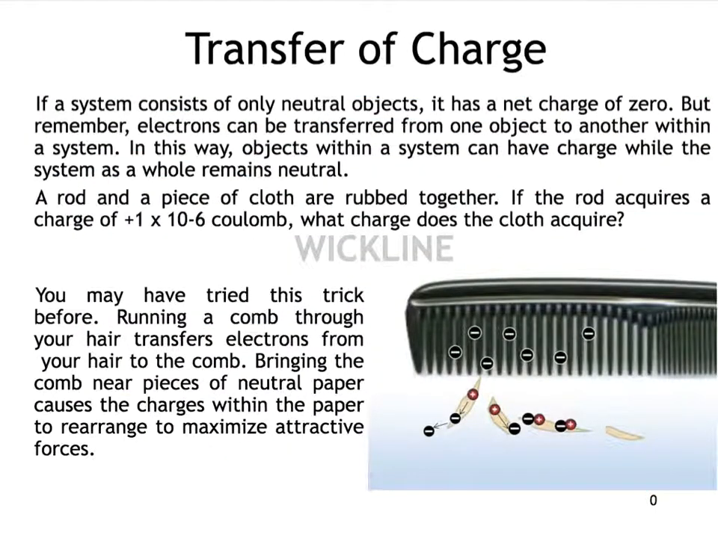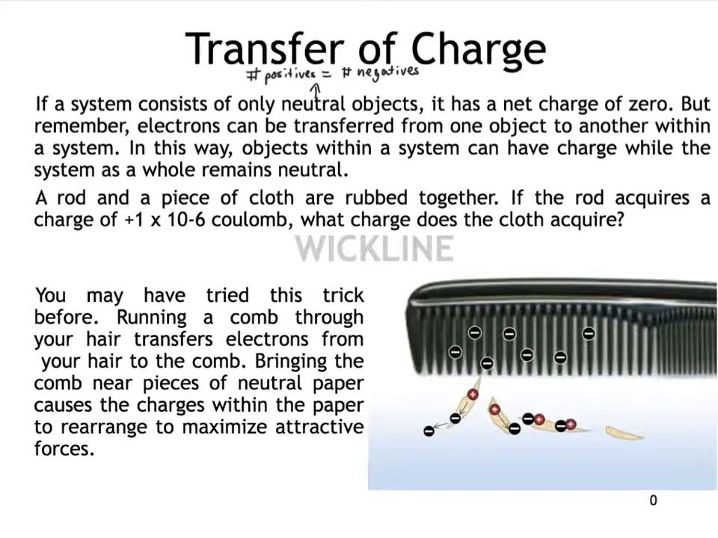All right, let's talk about the transfer of charge. Now, if a system consists of only neutral objects, which by the way does not mean that it has no charges, it just means that the number of positive charges is equal to the number of negative charges. But anyway, back to the prompt. If the system consists only of neutral objects, it has a net charge of 0. But remember, electrons can be transferred from one object to another. But the system as a whole would remain neutral as the electrons are transferred.